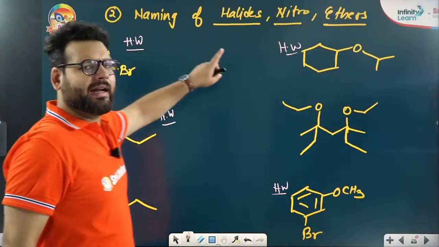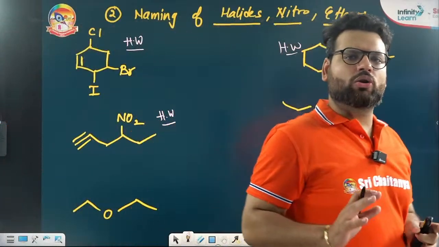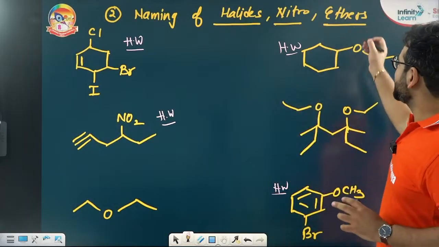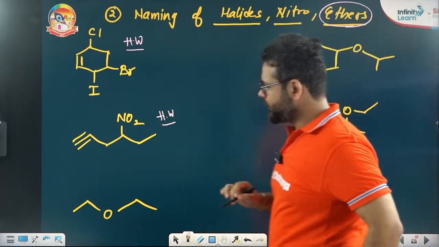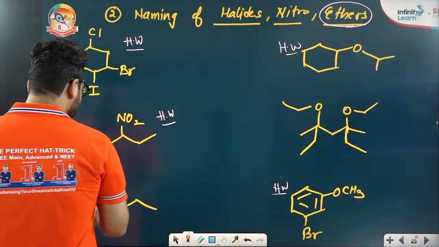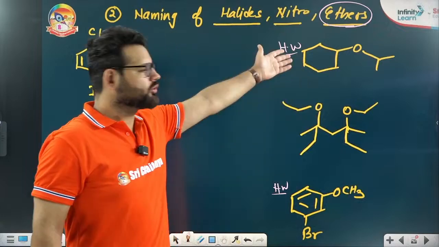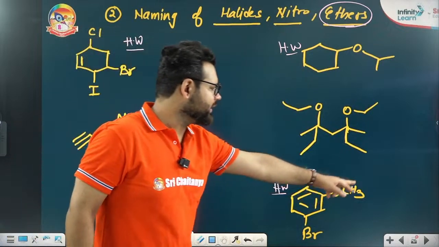So naming of halides, all of you can do. Chloro, bromo, iodo. Nitro also all of you can do. Ethers I will tell. All of you can see here, this is an ether, ROR. This is also an ether only. This also has an ether group, OCH3.